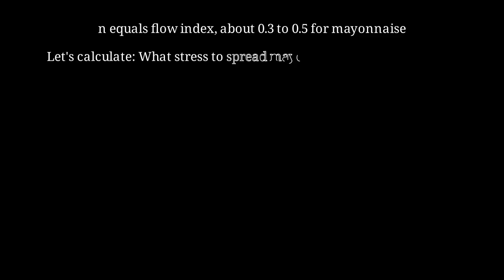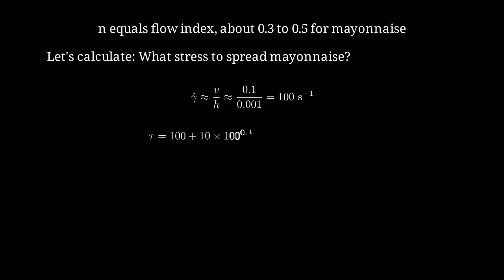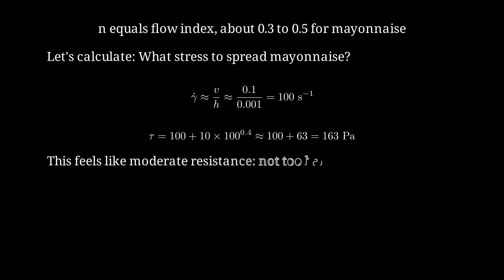Let's do a practical calculation. What stress is needed to spread mayonnaise with a knife? If we spread at 0.1 meters per second over a thickness of 1 millimeter, the shear rate is about 100 per second. Using our equation with n equals 0.4, we get tau equals 100 plus 63, approximately 163 pascals total. This corresponds to moderate resistance, which matches our everyday experience of spreading mayonnaise.